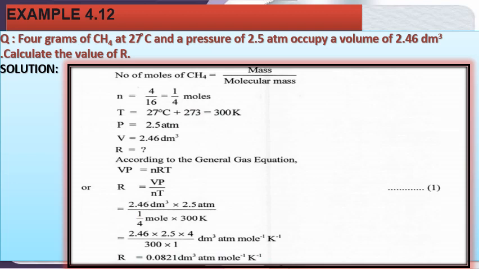Apply it in the equation. What equation? PV is equal to nRT. Take out R, so you have to find out the value of R from it. R is equal to PV upon nT. V is 2.46 dm cube, pressure given is 2.5 atmosphere. Moles, you can get it 0.25 moles or 1 upon 4 moles, multiplied by 300 kelvins. So you are getting the answer 0.0821 dm cube atmosphere per mole per Kelvin. So this is the value of R in STP.